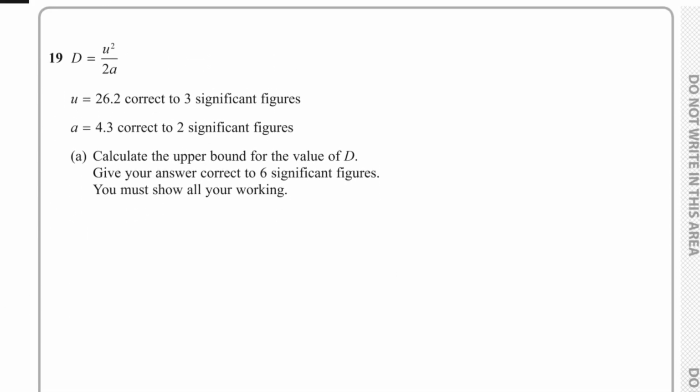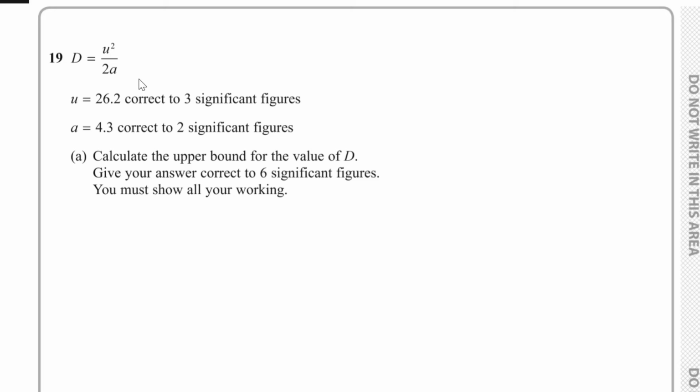Question 19. D is equal to u squared over 2a. U is equal to 26.2, correct to 3 significant figures. A is equal to 4.3, correct to 2 significant figures. We have to work out the upper bound for the value of D. Give your answer correct to 6 significant figures. You must show all your working.